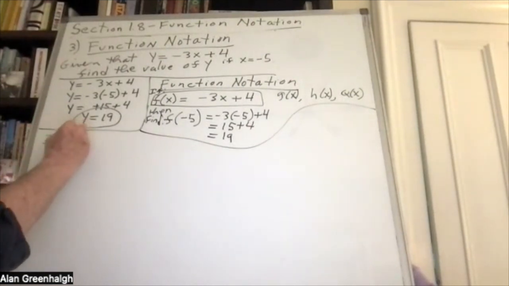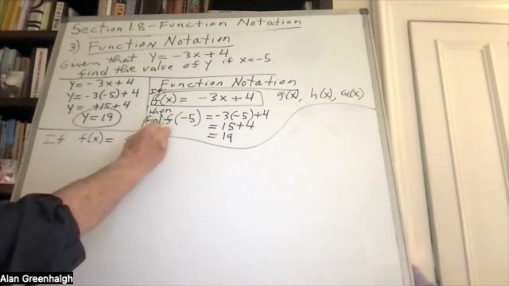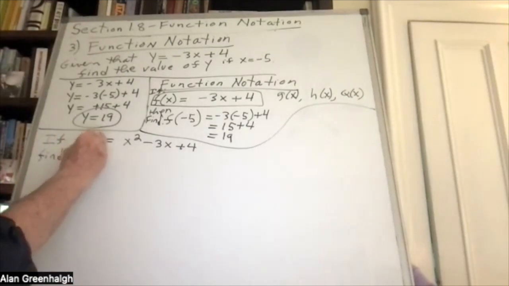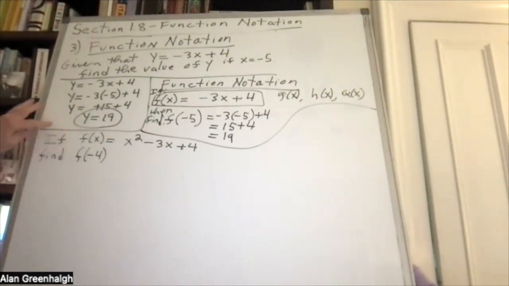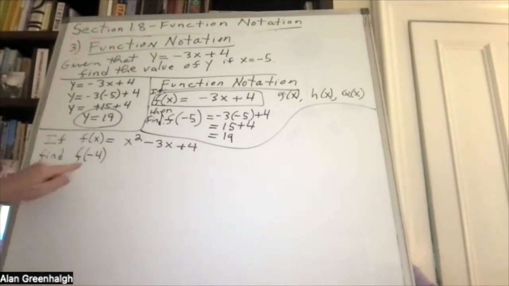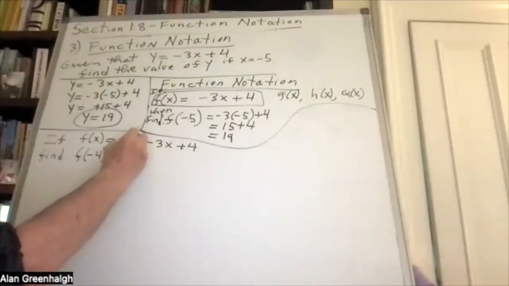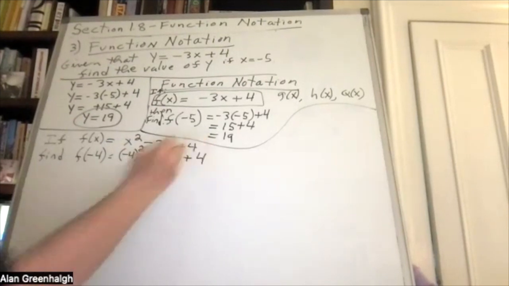If f of x equals x squared minus 3x plus 4, find f of negative 4. And I'd like everyone in the class to do that problem right now. If you saw this for the first time, you would say, okay, here's a function that's equal to that. f of negative 4 means that wherever you see an x, you substitute the negative 4. That's all it means.